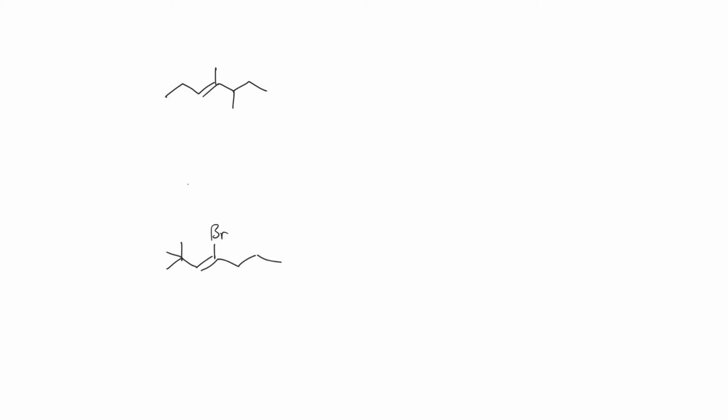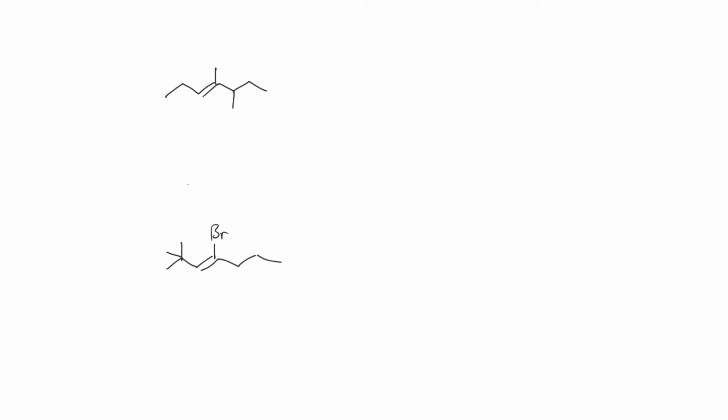Let's get some practice assigning the configuration of a double bond. Every double bond has 4 groups attached to it. They might be the same 4 groups, like ethylene would have 4 hydrogens attached to it, or they could be 4 completely different groups or some combination.